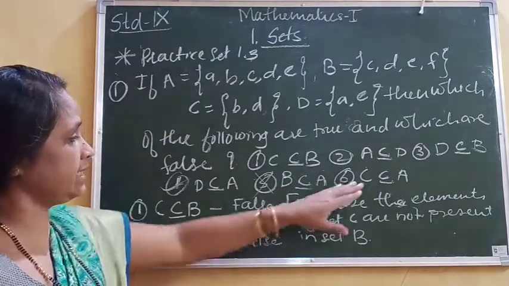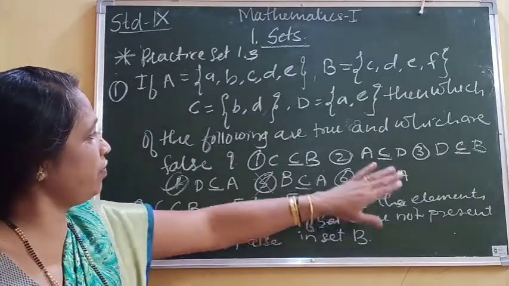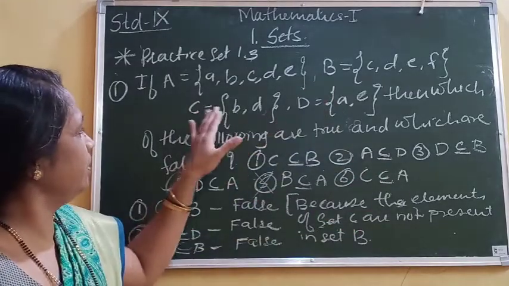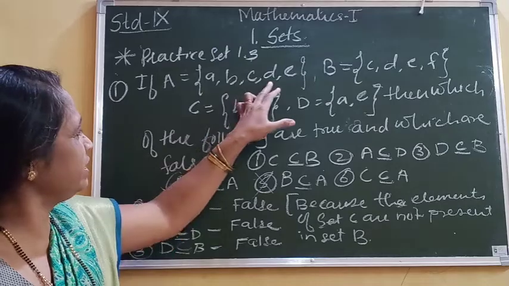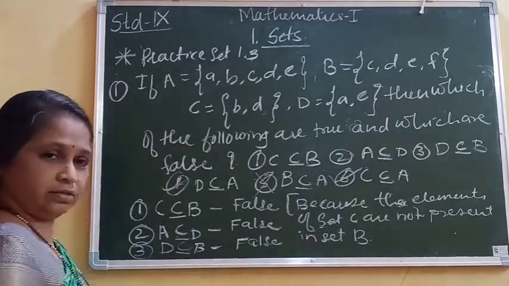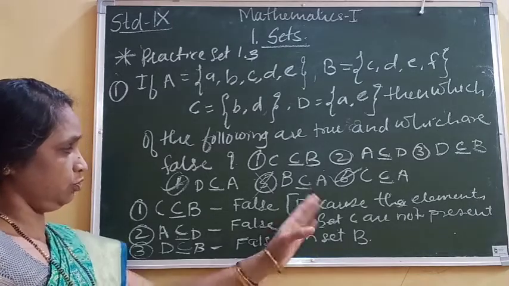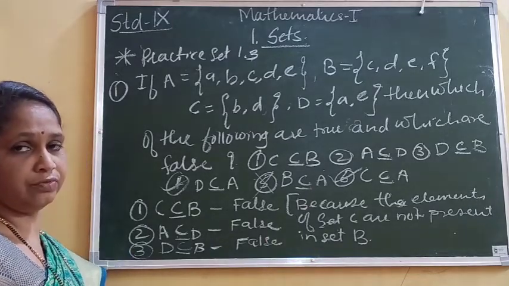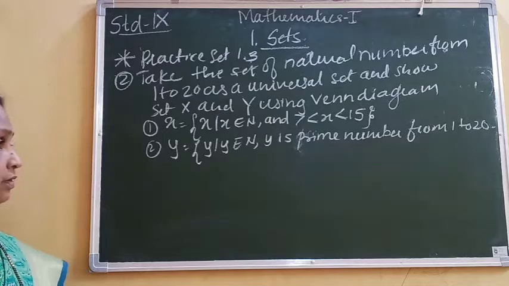Okay. Now 6, C. C is a subset of A. C's all elements, B, D, all elements are present in set A. Means C is true. Okay. That is true. So have you followed this? Now we will see the second example.